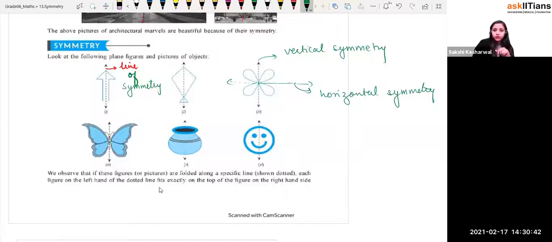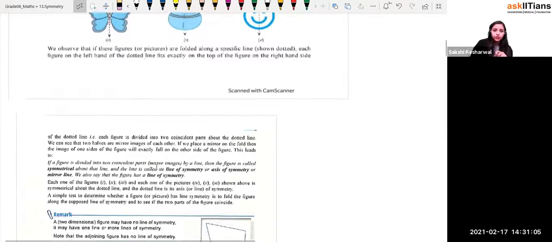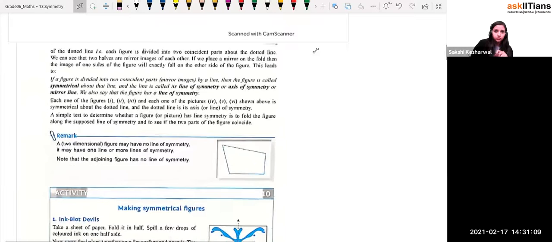Now you have a bird, you have a mug. See, this has been marked over here. This is a smiley. So you have to make a section somewhere so that the object looks the same, right? We observe that if the figures are folded along the specific lines shown as dotted, the left hand of the dotted line fits exactly on top of the figure on the right hand, right?